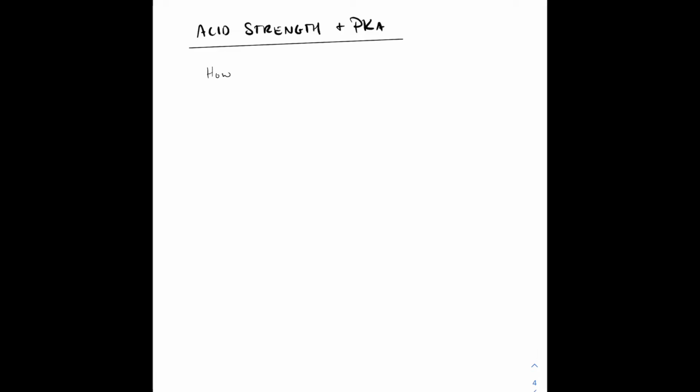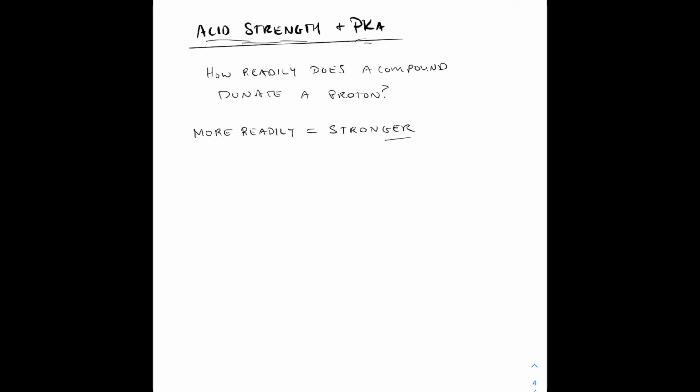Okay, so this video is going to be on acid strength and pKa, and remember, acid strength is basically how readily a compound can donate a proton. We're going to go over a few things that we should already know from general chemistry, but again, it is really important for organic chemistry. So the more readily a compound gives up a proton, the stronger that acid is.